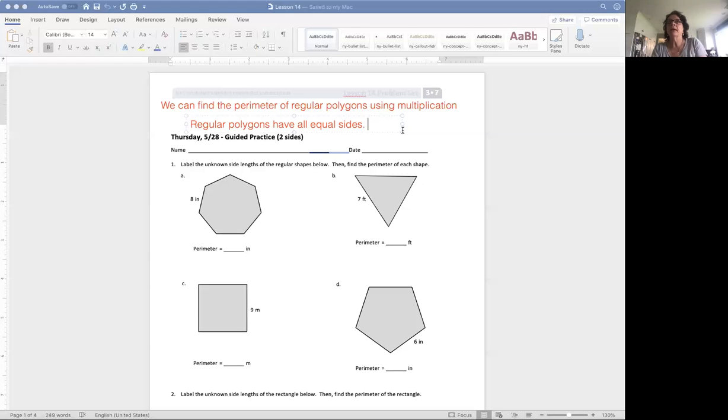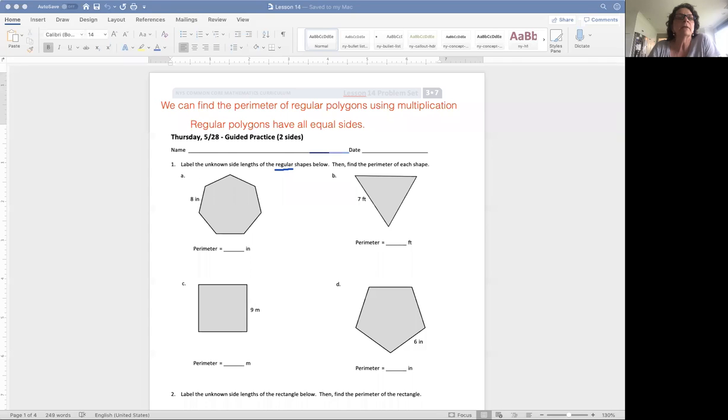Now, a polygon might have a couple equal sides, but not all equal sides, in which case it would not be a regular polygon. So we're going to start here by going through and finding the perimeter of these polygons. And if we look at the directions, it says label the unknown side lengths of the regular shapes below, then find the perimeter of each shape. So because they are regular polygons, and it says that right in the directions, we know that all the sides are equal. So regular means all the sides are equal.